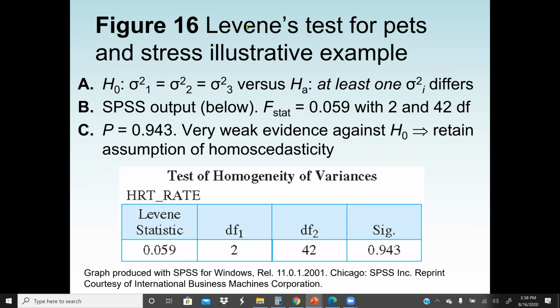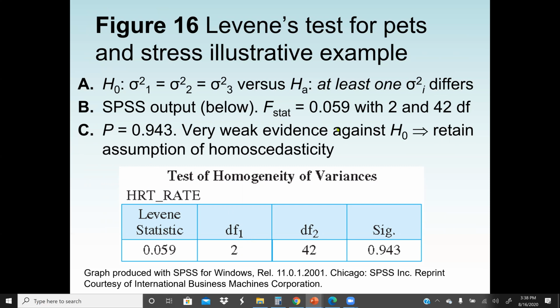So this is the example for Levene's test for the pets and stress illustrative. We have 3 different groups again. Variance 1 is for pets, variance 2 is for friend, and variance 3 is for no friend, no pets. H0: they are all equal. HA: at least one of them is not equal. Then we can use the SPSS output shown below.